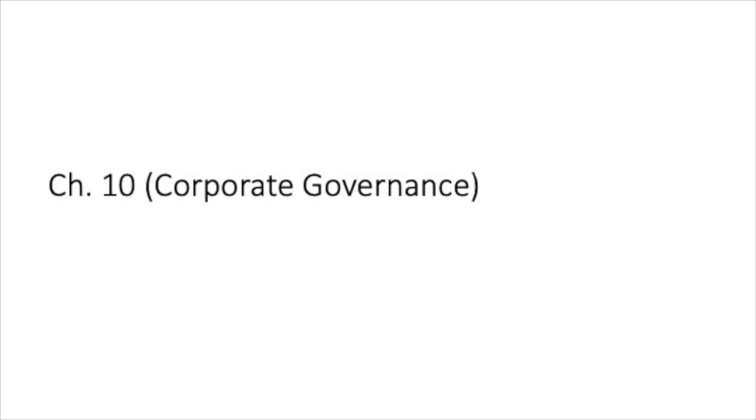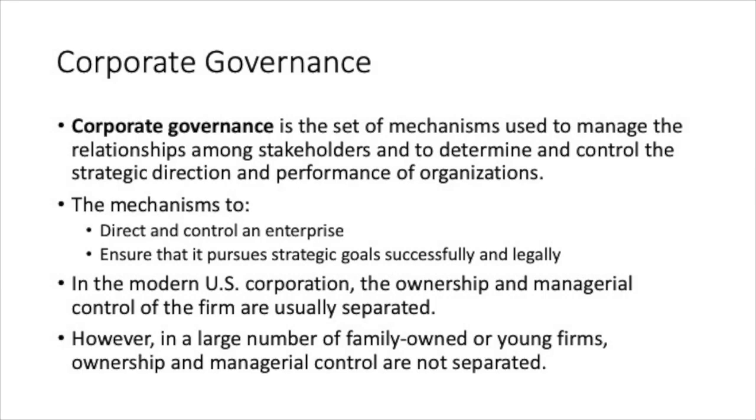Okay, so here is Chapter 10, corporate governance. So what is corporate governance? Corporate governance is the set of mechanisms used to manage the relationship among stakeholders and between stakeholders and top managers. So, the real mechanism of corporate governance is all about direct control of an organization or enterprise. And here you can find two keywords. The first one is ownership, and the second one is management.